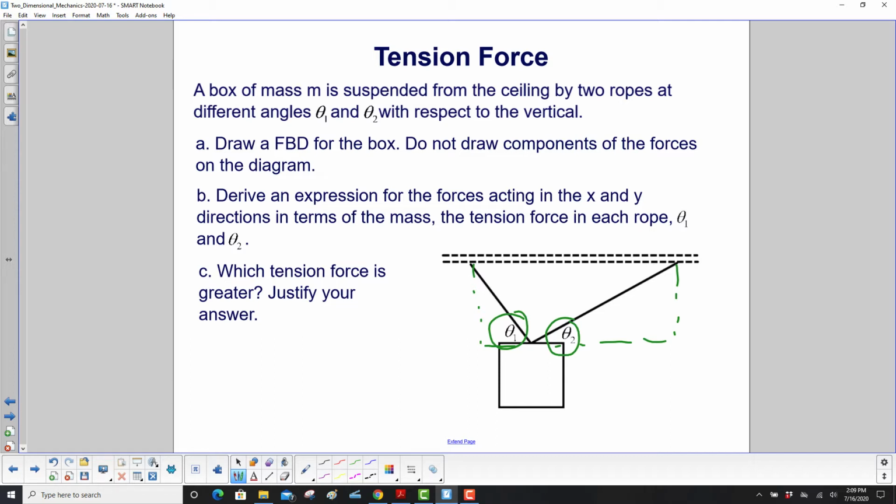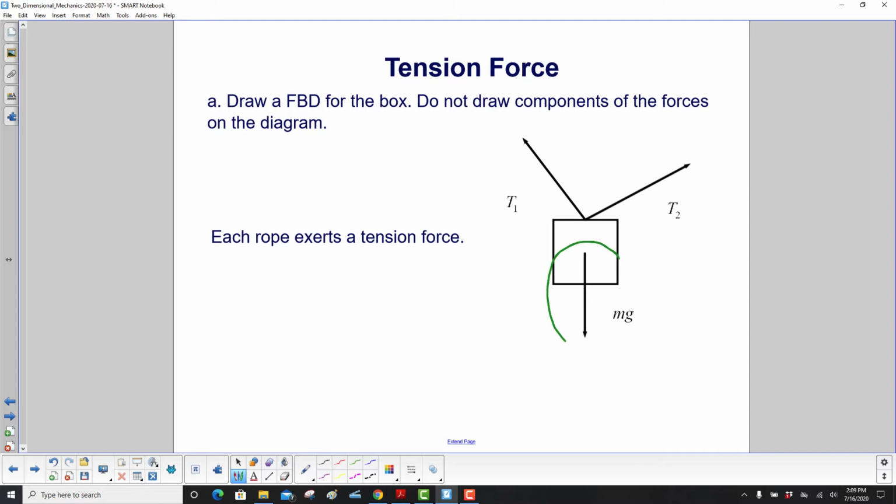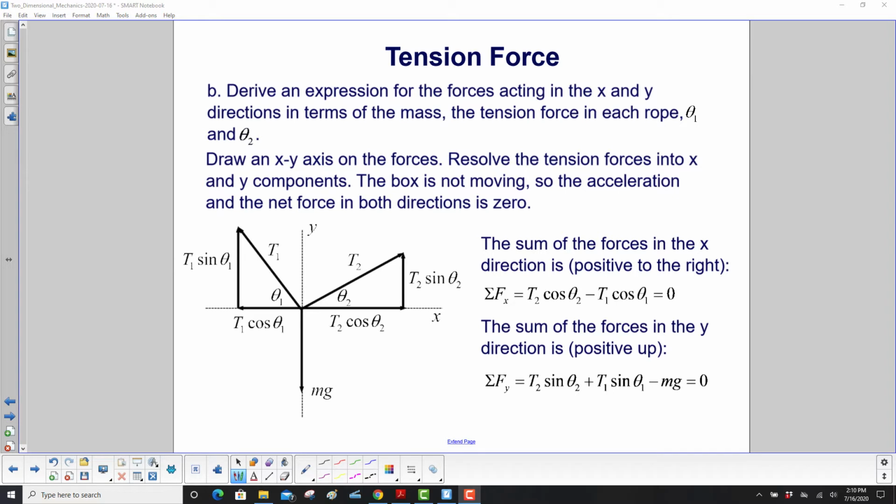Derive an expression for the forces acting in the x and y direction in terms of the mass, the tension force in each rope, θ1 and θ2. Then, which tension force is greater? Justify your answer. Well, we've got gravity pulling down on the mass, and then we have T2, the tension force, in the direction of that rope, and T1 in the direction of that rope.